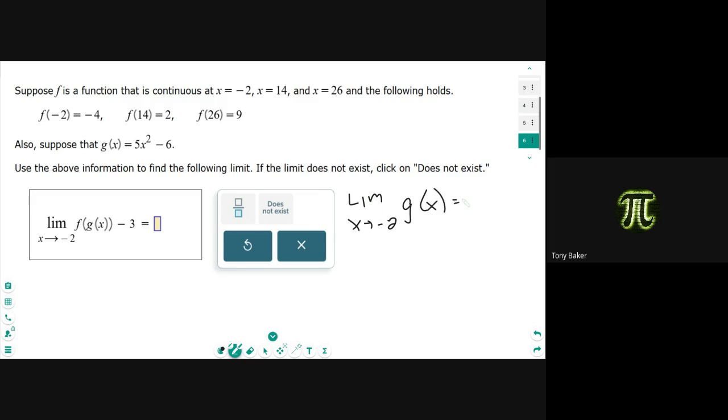So what's the limit as x goes to negative 2 of g of x? Everybody understand we got the 14? Okay. So now I just have f of 14 minus 3. f of 14 is 2, so 2 minus 3 is a negative 3.